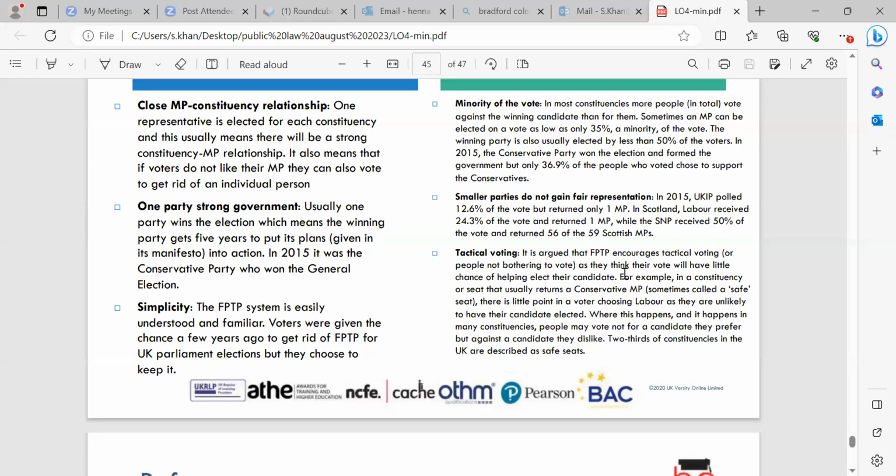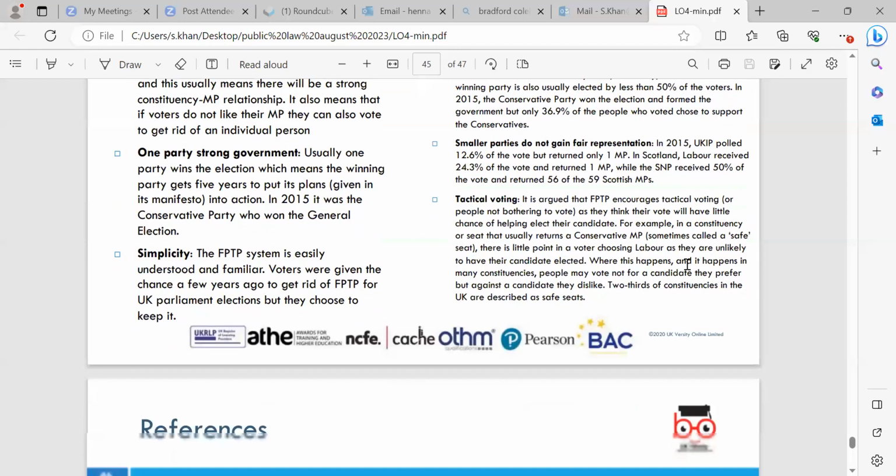Another disadvantage is that smaller parties do not gain fair representation. In 2015, UKIP polled 12.6% of the vote, but returned only one MP. In Scotland, Labour received 24.3% of the vote and returned one MP, while the SNP received 50% of the vote and returned 56 of the 59 Scottish members of Parliament.